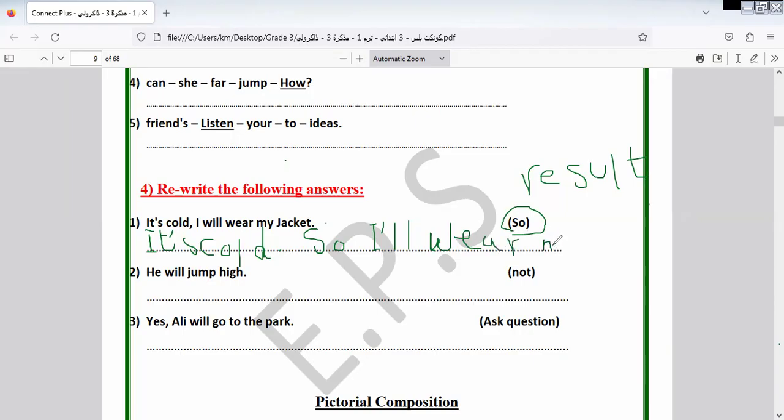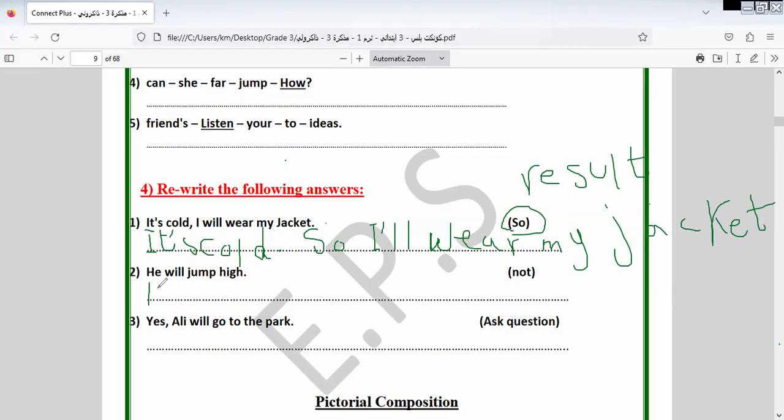My jacket. When I tell you to use because, what can we do with because? With the conjunction because, I can say I wear my jacket. So I tell the reason for wearing my jacket. I wear my jacket because it's cold. If we replace so by because, okay, not so.